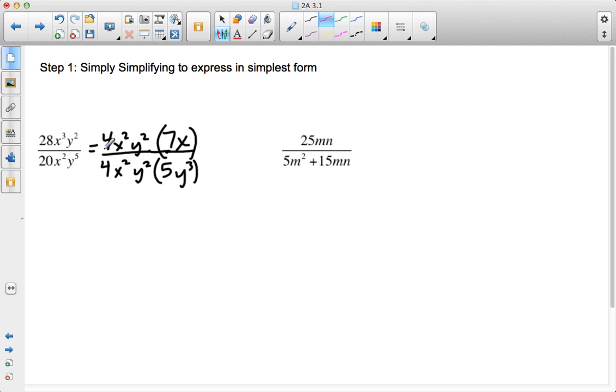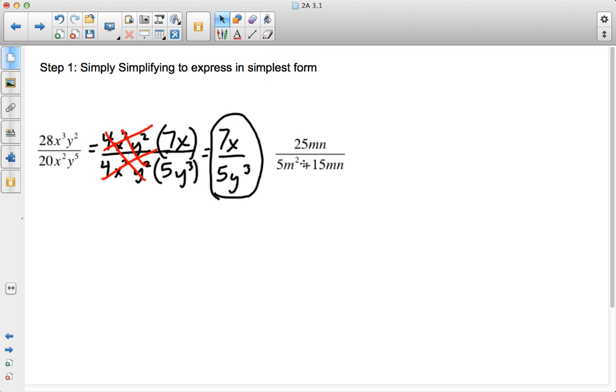So my answer, since these two will cancel each other out, becomes, or my simplified form, 7x over 5y to the third. And I can check my answer to make sure that there isn't anything else that could have been factored. And there isn't. Let's take a look at something slightly more complicated.